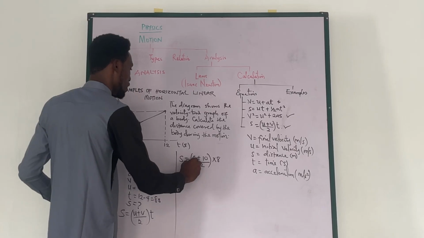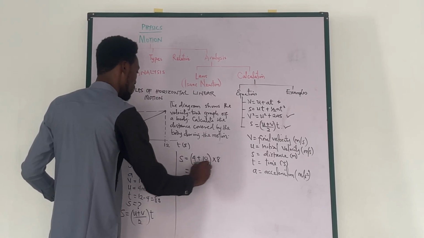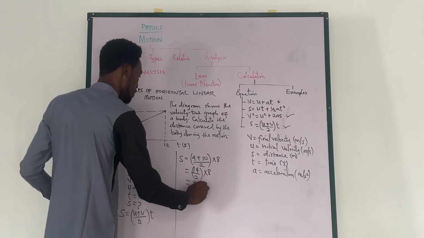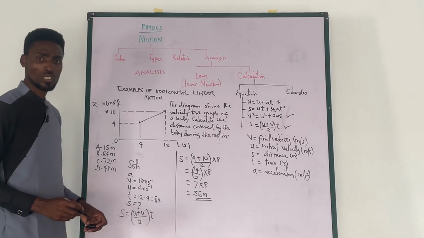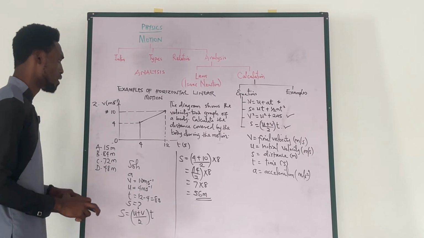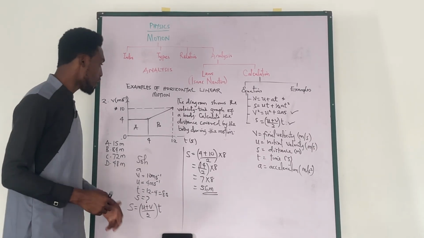So we have 14 over 2 times 8, which is 7 times 8. I think that should be 56 meters. Yep, 56. Is it 56? 7 times 8 is what? All right. The answer we got here is 56.